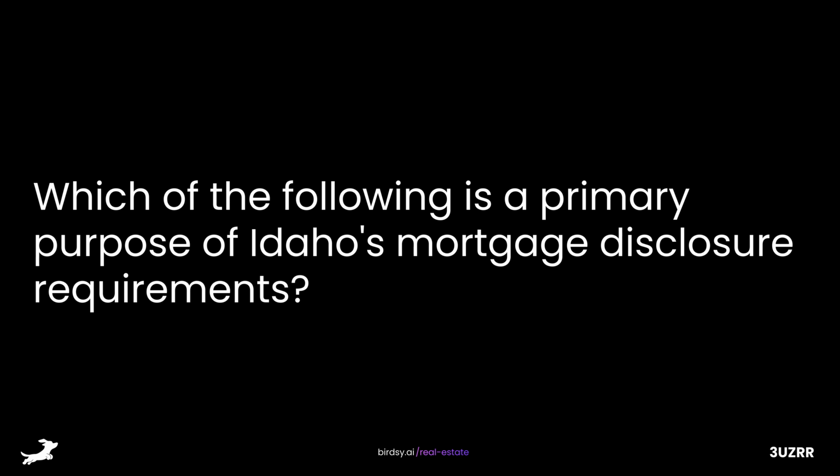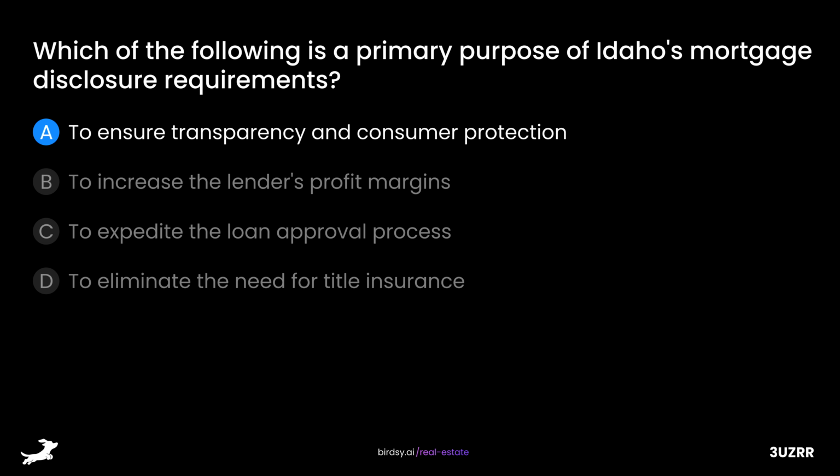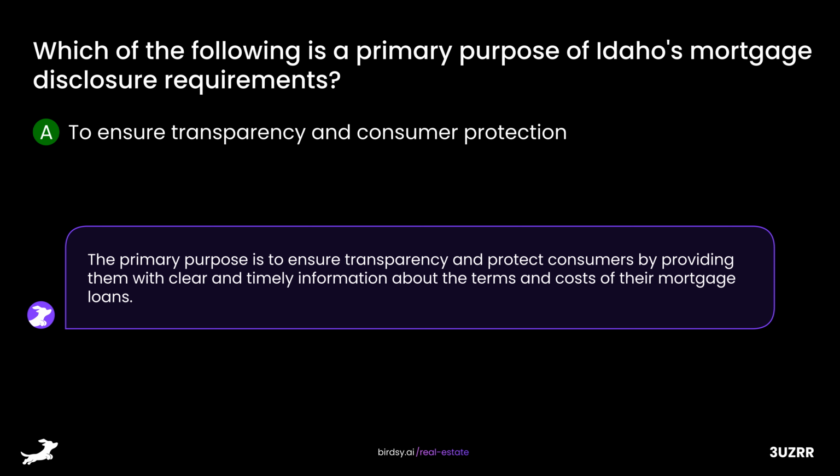Which of the following is a primary purpose of Idaho's mortgage disclosure requirements? Is it A, to ensure transparency and consumer protection? B, to increase the lender's profit margins? C, to expedite the loan approval process? Or D, to eliminate the need for title insurance? The answer is A, to ensure transparency and consumer protection. The primary purpose is to ensure transparency and protect consumers by providing them with clear and timely information about the terms and costs of their mortgage loans.